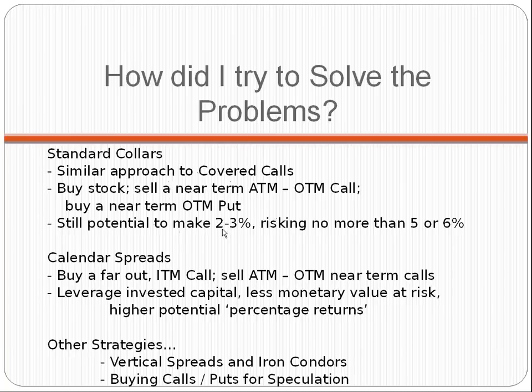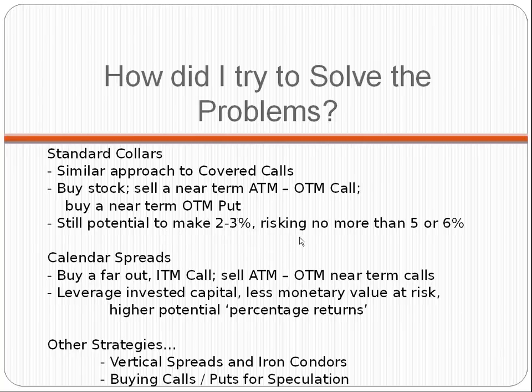Now, how did I try to solve the problem? After that first 15 or 18 months of covered calls, actually before then, probably my first 8 months of trading, when I realized I wasn't getting ahead with covered calls, I started playing with standard collars, and I still trade those with about 20 to 30% of my personal account. It's a similar approach to covered calls. I'm going to buy stock, I'm going to sell a near-term at the money or slightly out of the money call, and I'm going to buy a near-term out of the money put. So same expiration month, out of the money put, at or out of the money call.